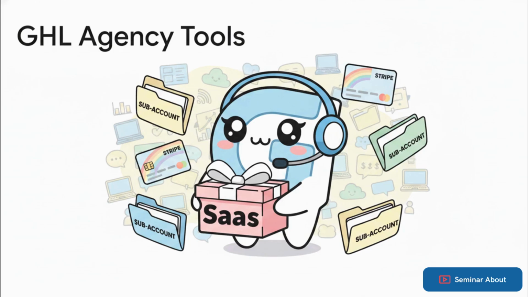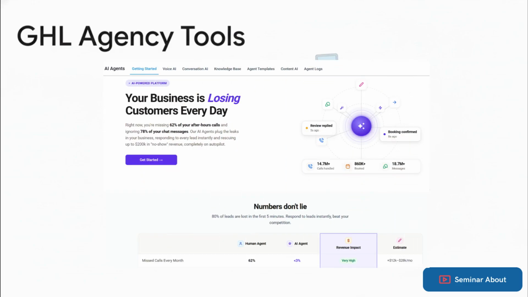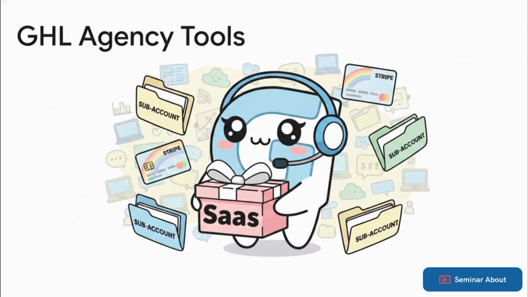And guys, the automation is just next level. You can deploy a 24/7 AI voice agent to answer calls and book appointments for literally just over 16 cents a minute. You can even flip on SaaS mode to white label the software and resell it as your very own product. It's wild.